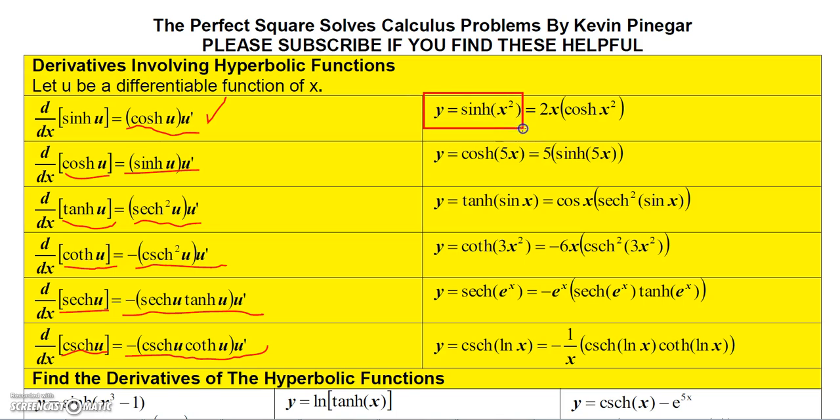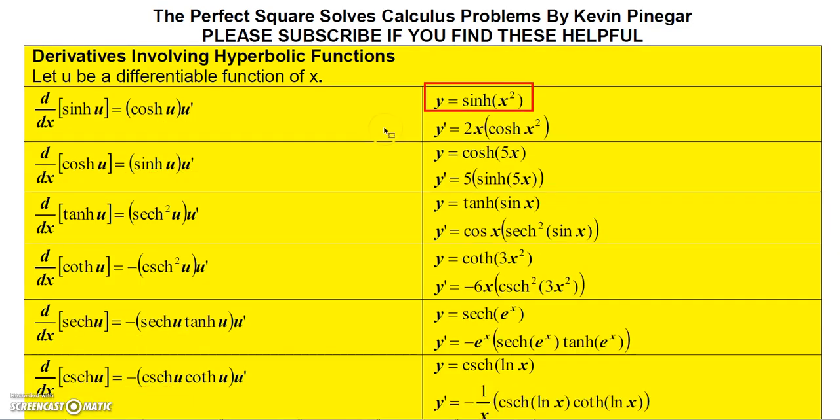So here I have the hyperbolic sine of, actually I've got this notation wrong here, so I shouldn't have this equal. I should have y prime equals that. So hang on, let me fix that first before I move further. Okay, I think I cleaned it up now.